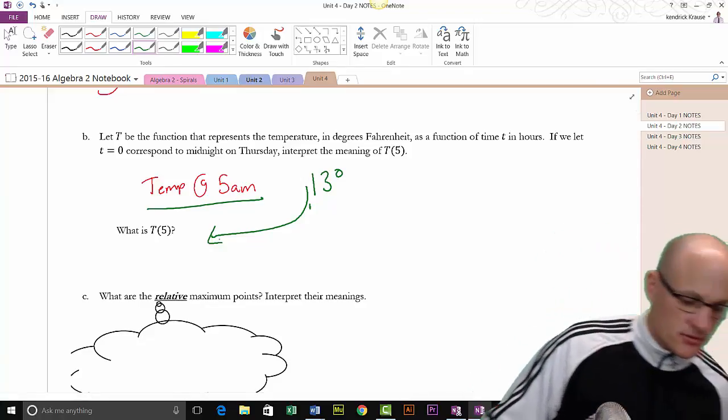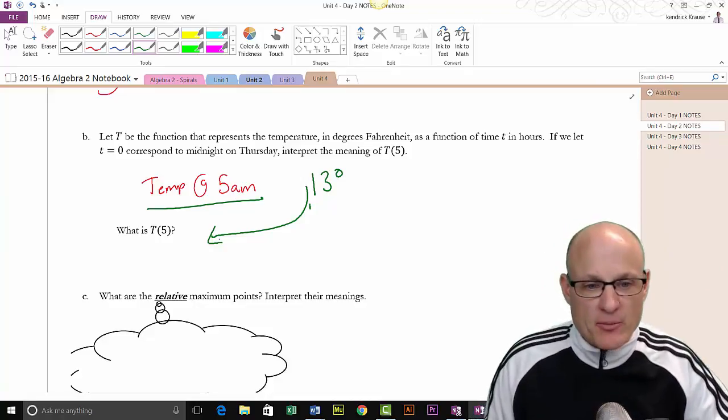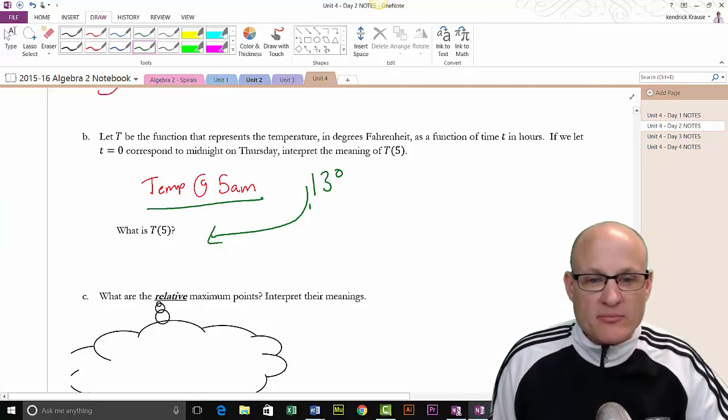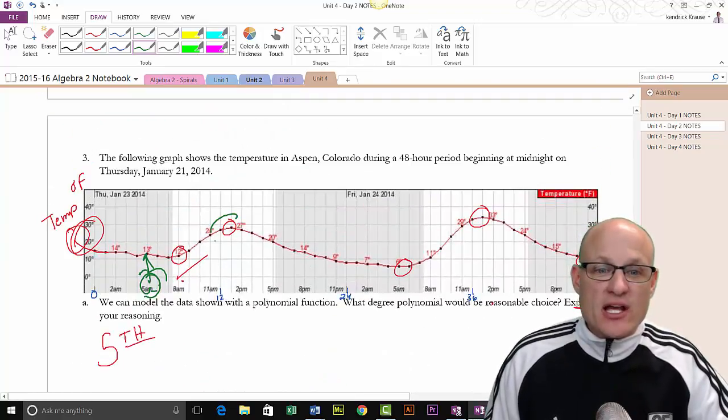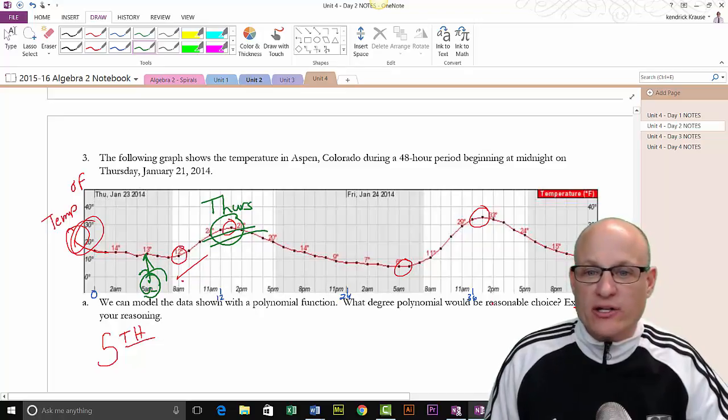Down. All right. And then that would be 13 degrees. Relative maxes and mins are basically the high points and the low points of the day. So what do they mean in terms of this? Well, this would be the high point, the highest temperature for Thursday. So Thursday's high temperature looks like it's about 27 or 28 degrees.